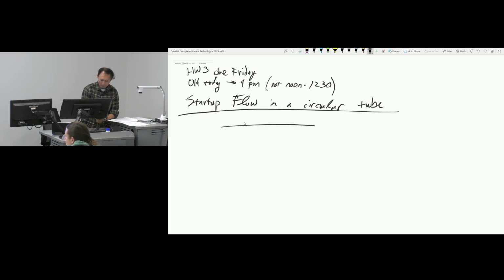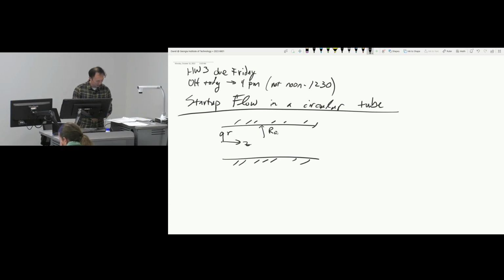All right, so we have basically a situation like this. We're going to assume the fluid is at rest, and then we're going to apply some pressure field and see how it builds up. So remember, we call this Z, we call this R, and we're going to have a length scale R naught that sets a lot of the physics.